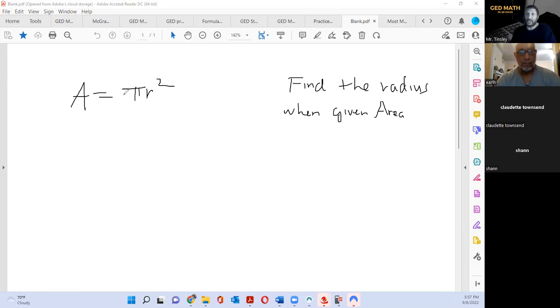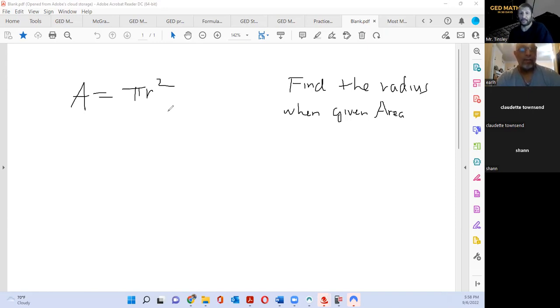So if you look at this equation here, it says area equals pi r squared. So let's try to work this out. How would I get r by itself? What would I need to do if I wanted to get r all by itself? What would you have to get rid of first? The pi. Pi times r squared, right? You would have to get rid of the pi. How would you get rid of the pi?